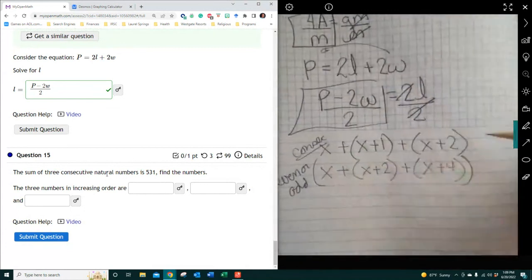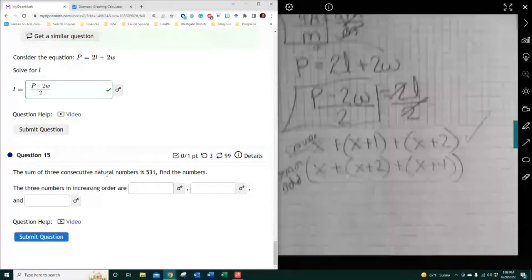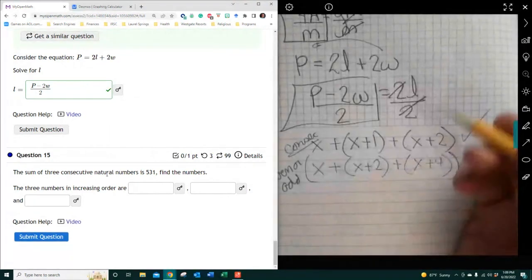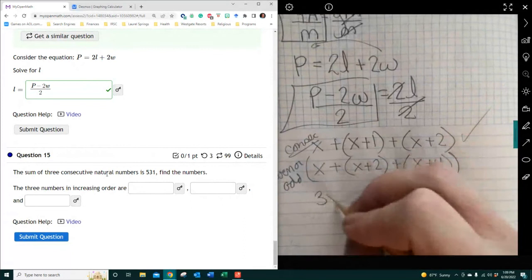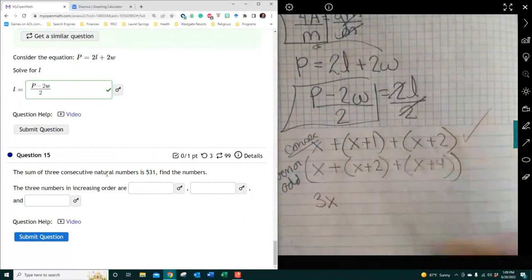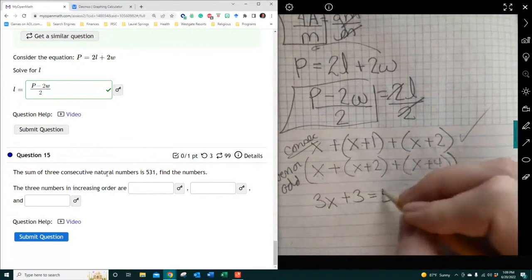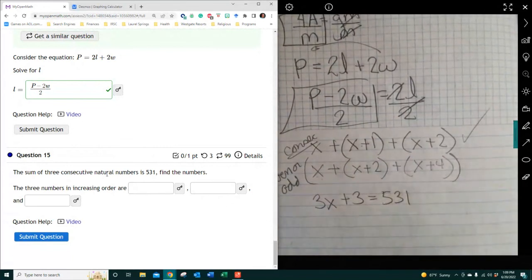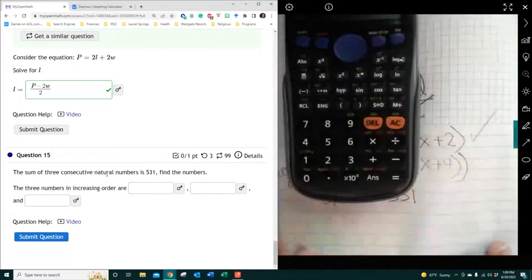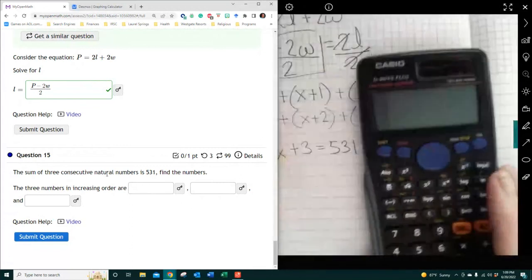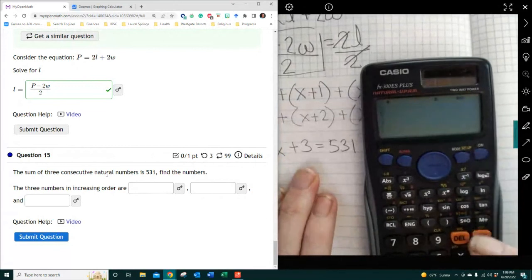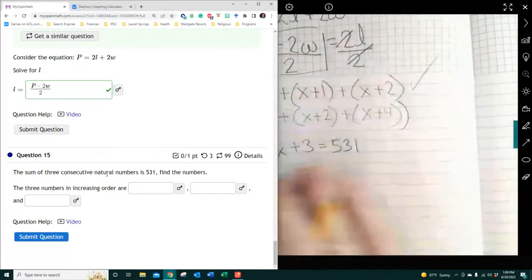So now this is critical right here, this little formula that I'm giving you, because now all I got to remember is to put 3x, because there are 3 x's, 1, 2, 3 x's, plus 3, because 1 plus 2 is equal to 3, and that equals whatever number they give me. And then now I can go ahead and solve this just like I do any other equation. I grab my calculator because I don't feel like doing anything by hand. I'm just going to take 531 minus 3, divided by 3, and I get my answer of 176.